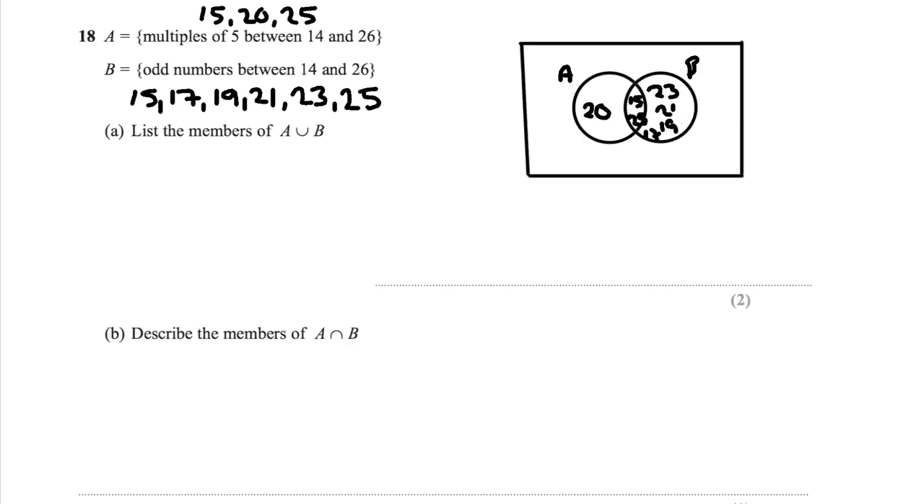Now we can answer the question. List the members of A union B. A union B is all the numbers in the circles. So we have 20, 15, 25, 23, 21, 19, and 17.